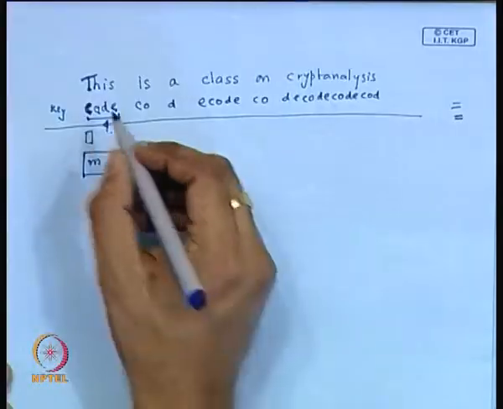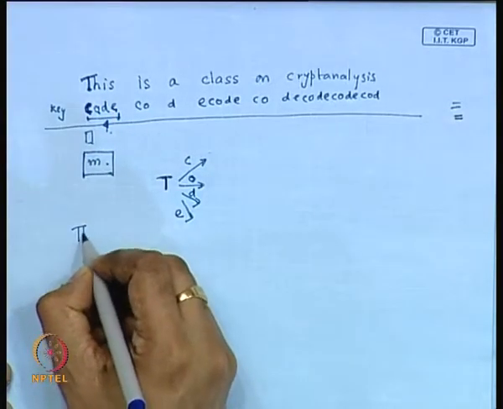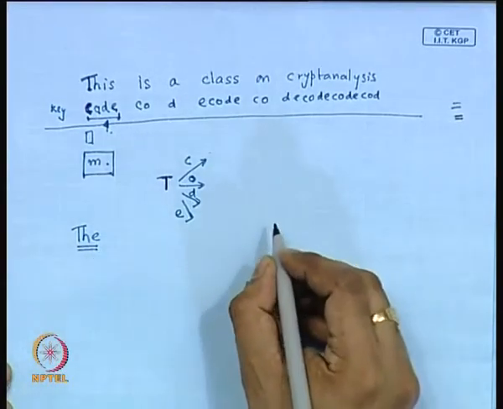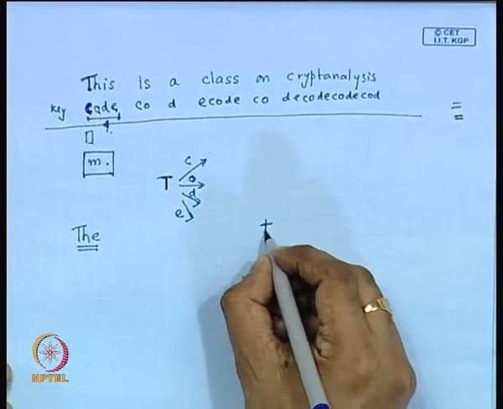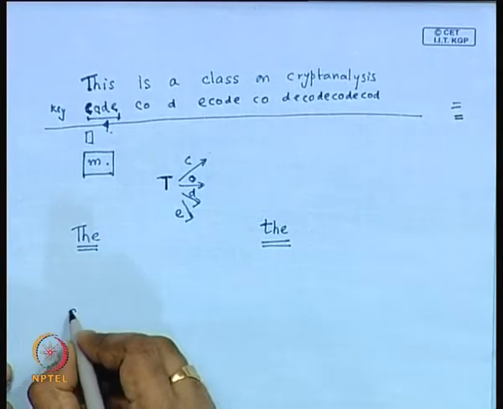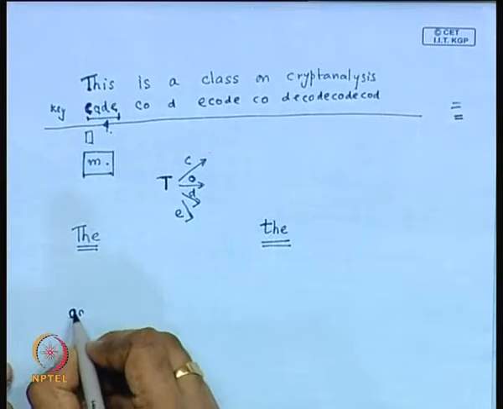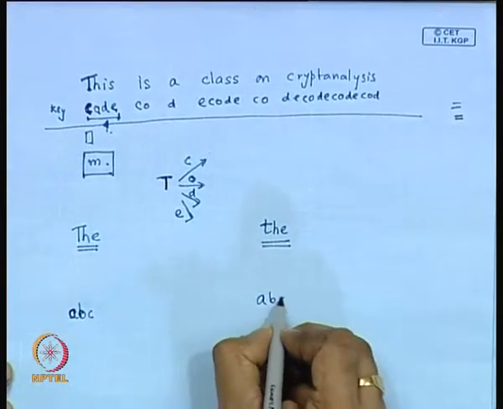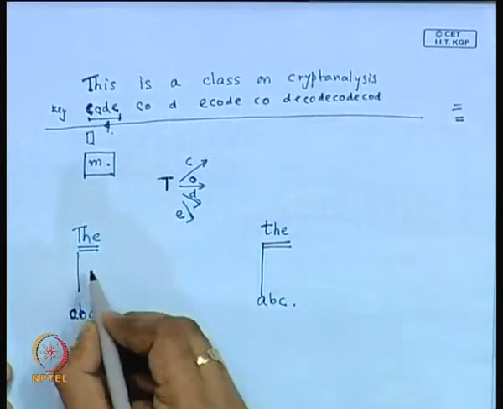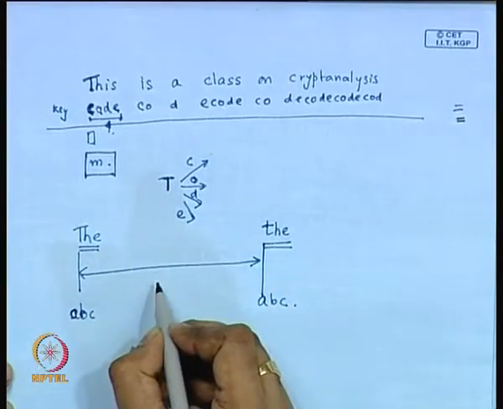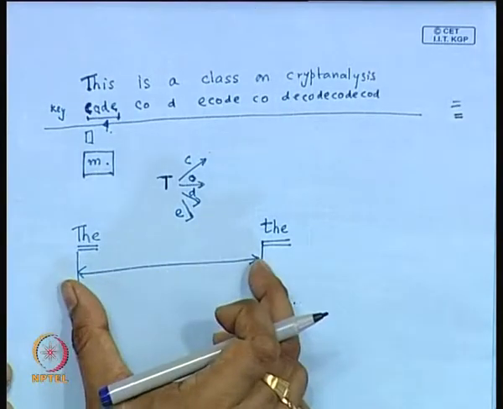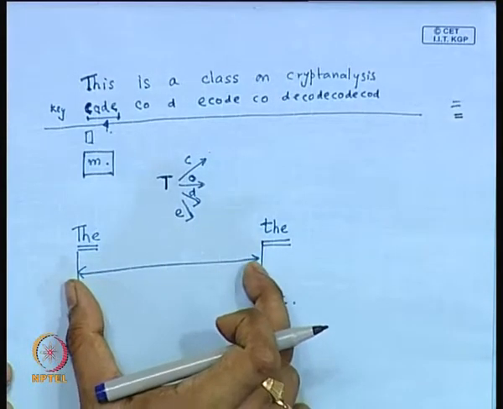See, for example, if there is a particular string like THE, which is an example of a trigram, and if there is a repetition of this plain text somewhere, like if THE occurs again somewhere, and in the ciphertext also we have a corresponding ciphertext, suppose this is mapped to ABC, then you can say that the separation between this and this is a multiple of the size of the key, because the size of the key has to exactly divide this separation.